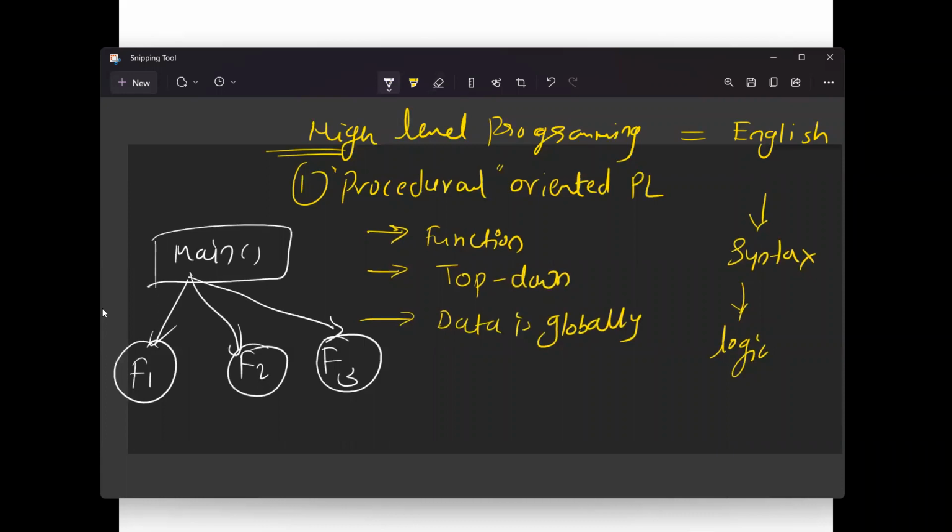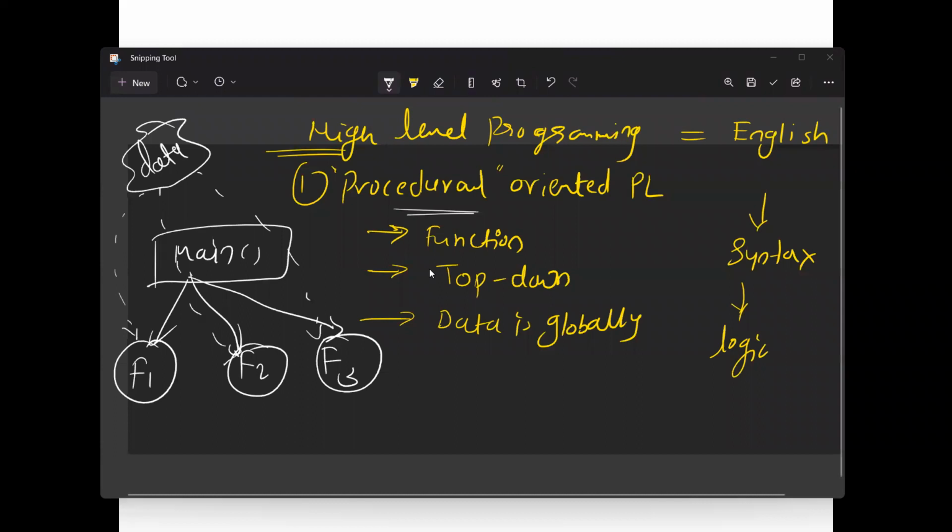Top to down. Now in this case, how is the data shared? Data is shared globally. That means the same data you can access in function 1, the same data we can access in function 2, and the same data we can access in function number 3. So there is a problem. If you consider procedure-oriented programming language, data is globally shared so that any function can update the data, right? Again, if you want to solve a real-time complex scenario, this language is not sufficient to solve real-time complex scenarios. And that is the reason they have implemented object-oriented programming language.